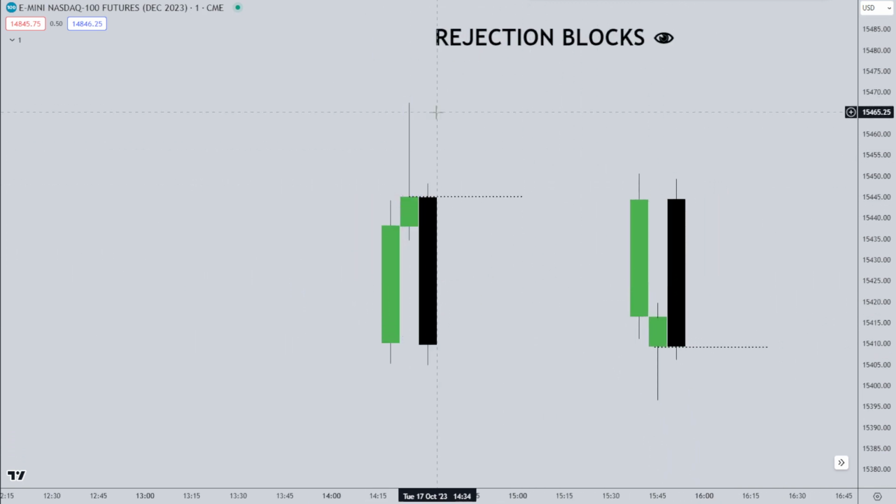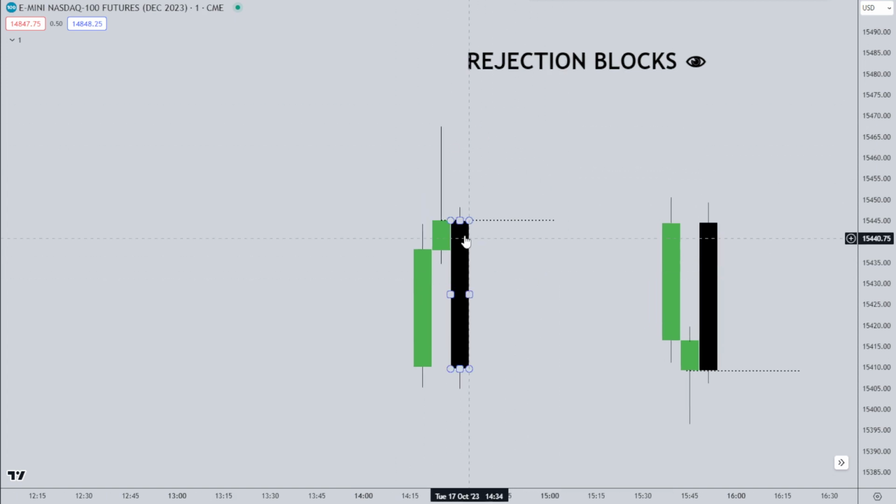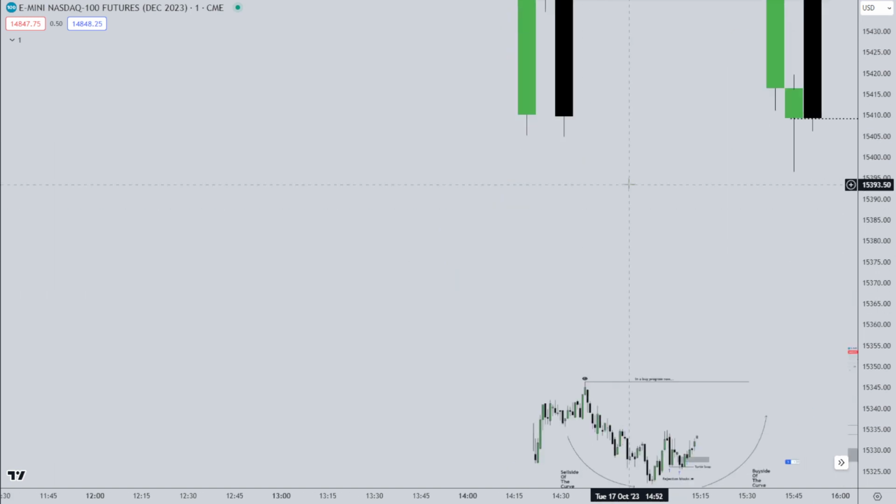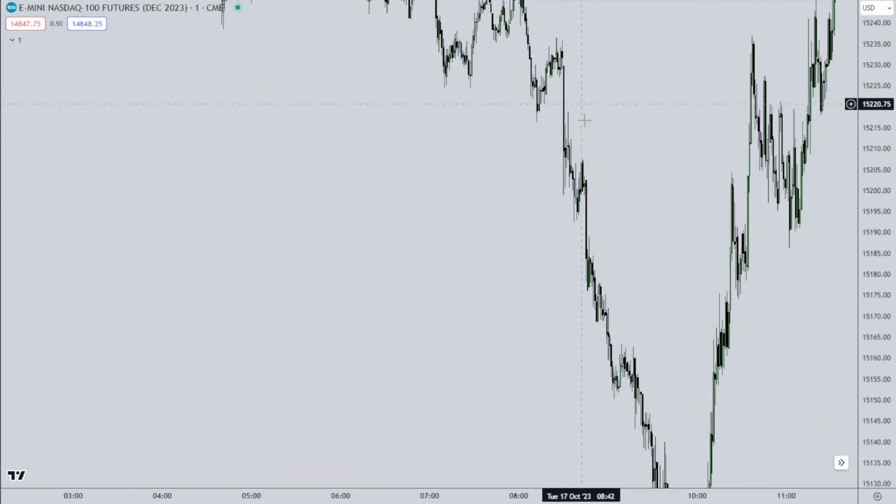And also, another reason why they work is because if you remove these wicks, according to ICT, this is where the real liquidity is resting. It's resting above these bodies. So if you were to remove all these wicks here and mark out the highest body, this would be the real liquidity, essentially. So the real liquidity sweep, because wick sizes can vary. So that's why you mark out from the highest body, because that'll be the real liquidity, and that's oftentimes why rejection blocks will work.